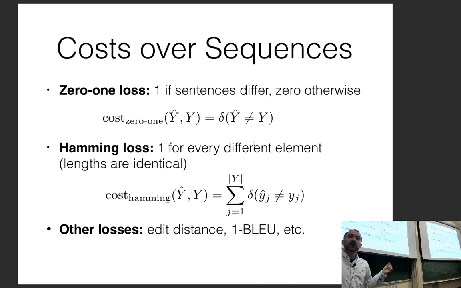You can think of a ton of other losses as well. So you can think of edit distance, 1 minus BLEU score if you're doing machine translation. If you're doing parsing and the F1 score is the thing you care about, it's 1 minus F1 score. Anything where higher is worse. So if you have an evaluation metric where higher is better, you just do 1 minus that evaluation metric, and you have a good loss, a good cost.